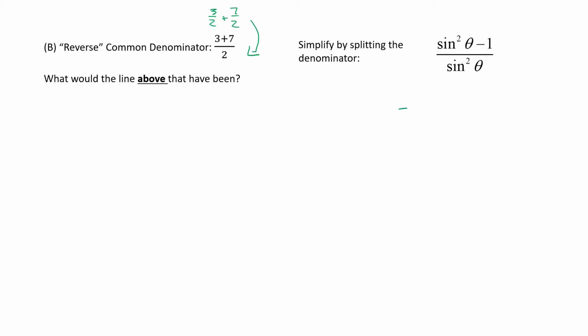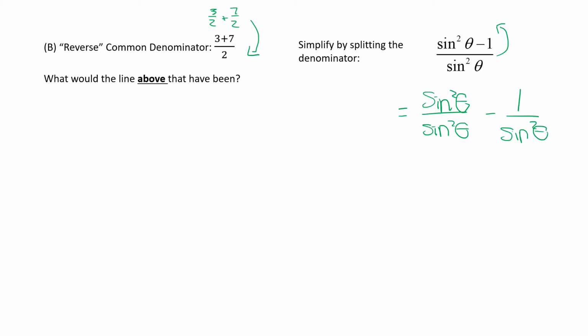Okay, hopefully you've done that. So I'm going to split the denominator. I'm going to take my denominator of sine squared and split it up as if I were going one step backwards from where I was. The step before this step would have been sine squared theta minus 1 over sine squared theta, right? That would have been the step before.